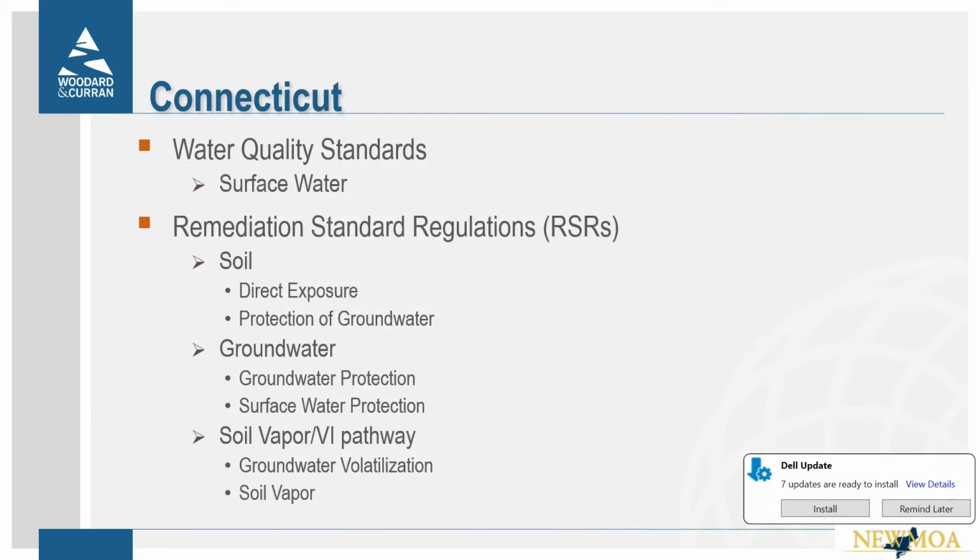Okay. Connecticut, as a second example, slices and dices it a little differently. So again, you're trying to pick your remedial goals. You have to look towards, for surface water, the water quality standards, and for the bulk of everything else, including the vapor intrusion pathway, you're looking at the remediation standard regulations. They deal with soil for both direct exposure and protection of groundwater. They deal with the groundwater and surface water protection, which are groundwater numbers protective of discharge to surface water. So they've already calculated those for you. And then the soil vapor pathway will cover as well.